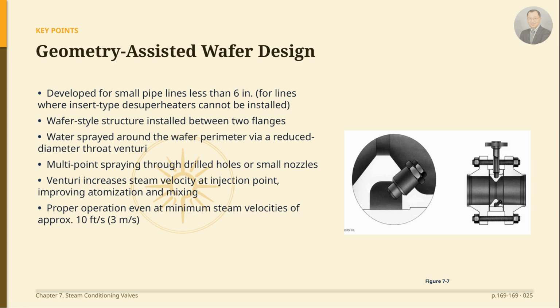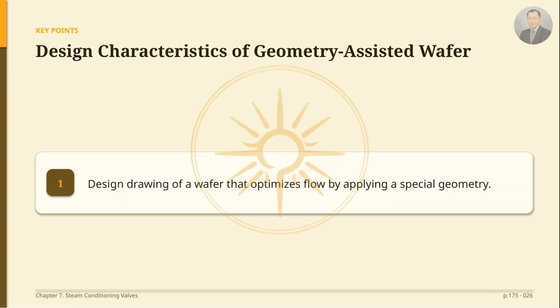Thanks to this venturi, water is sprayed completely around the circumference of the wafer, and spraying occurs simultaneously at multiple points through drilled holes or small nozzles. Additionally, because the venturi increases the steam velocity at the injection point, atomization and mixing performance are enhanced, and it operates properly even at low steam velocities of approximately 10 feet per second, or 3 meters per second, under optimum conditions. This is the drawing of the wafer design, which optimizes flow by applying a special geometry.